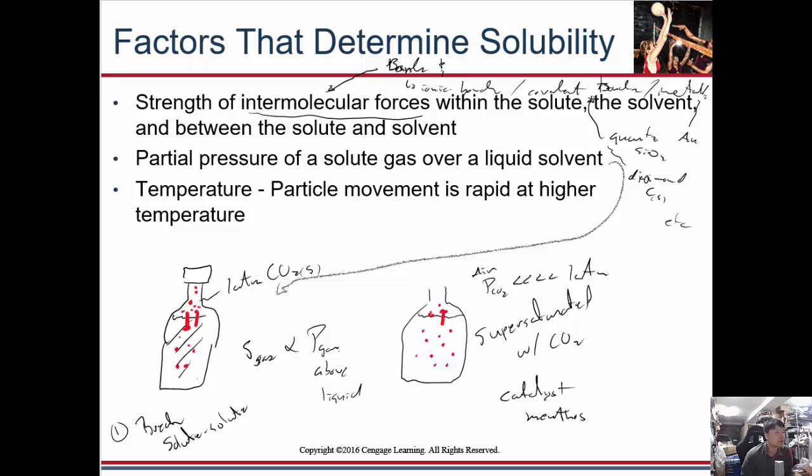This is one factor. The next factor is we have to break apart the solvent as well in order to make room. For example, if you have a big oil molecule, we need to break apart a lot of waters to fit that in there. So we have to break solvent.